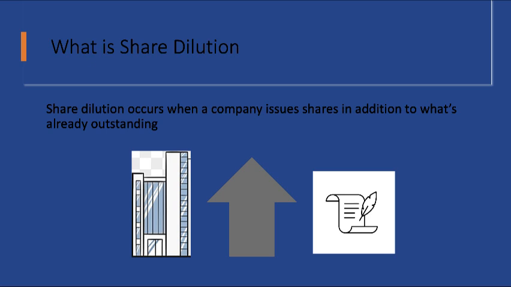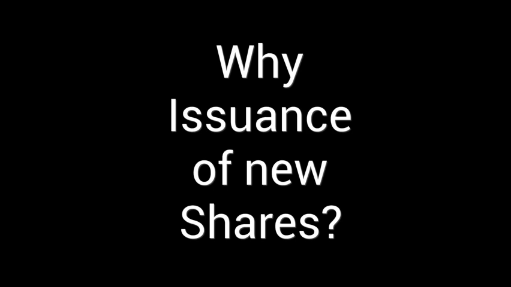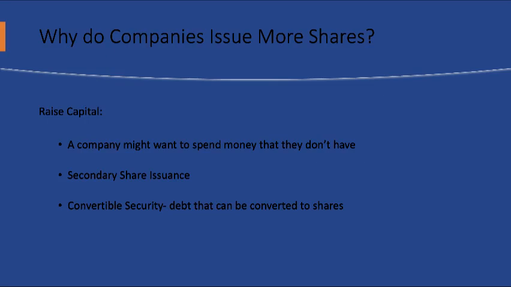So, what exactly is happening here? Share dilution occurs when a company issues new shares in addition to the shares that are already out there. These are called outstanding shares. This process can reduce your ownership percentage, and it doesn't just affect voting power. It can impact your overall returns too. But why would a company do this? There are a few key reasons why companies issue more shares.